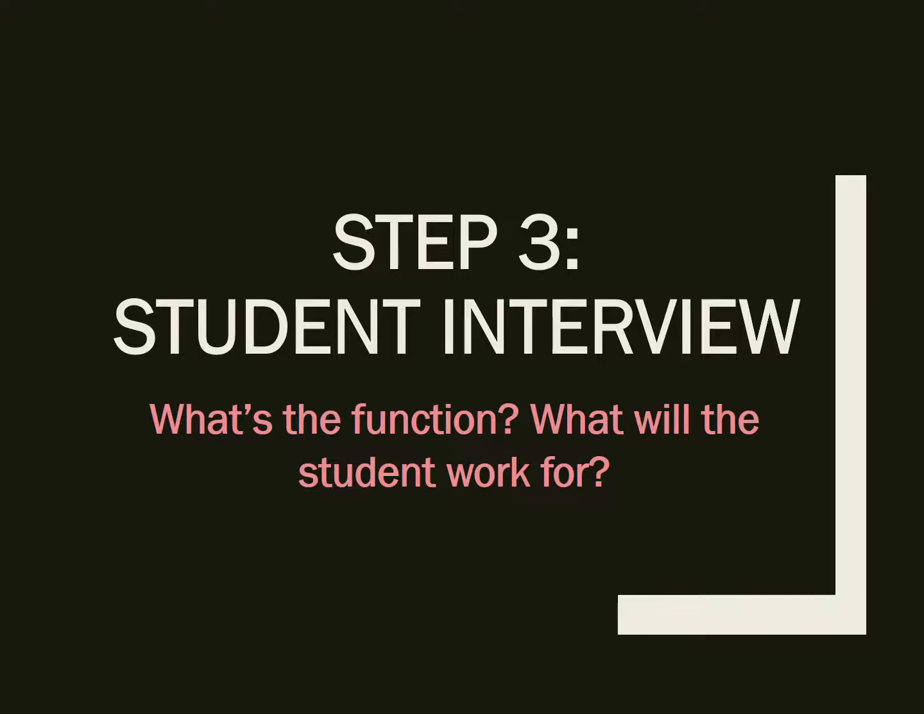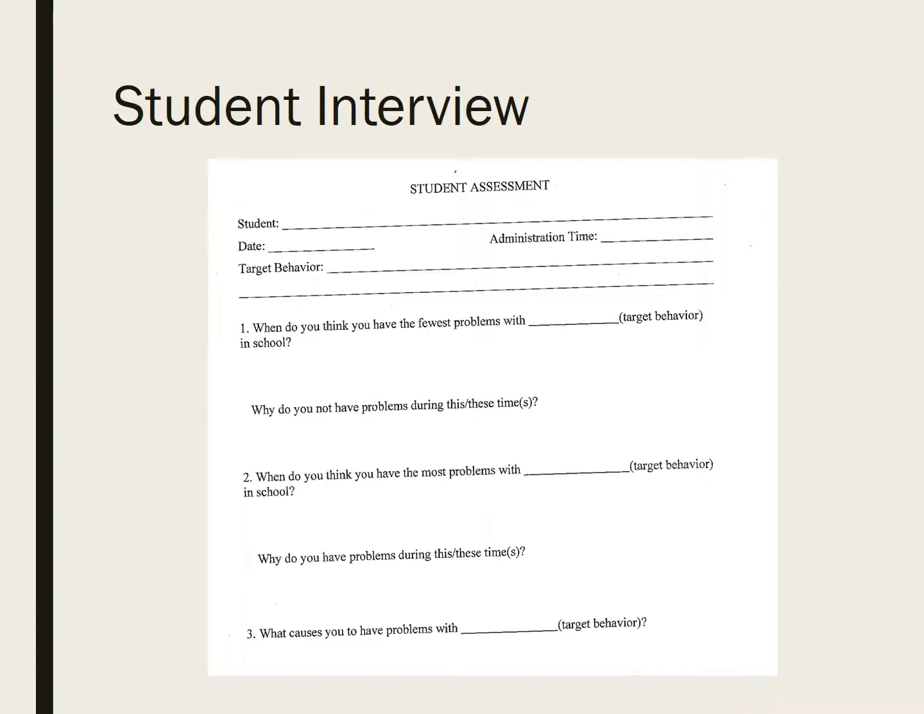Following the ABC observations, you need to conduct a student interview. This is going to give you more information about what the function of the behavior is, as well as identify what the student will work for. The student interview is provided on the online module. It guides you through very similarly to the teacher interview with some prescribed questions for you to ask. The target behavior, again, is the behavior that the student is doing inappropriately in the classroom. I'm not going to go through these questions any further. They're pretty self-explanatory.